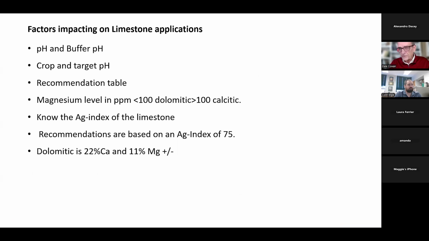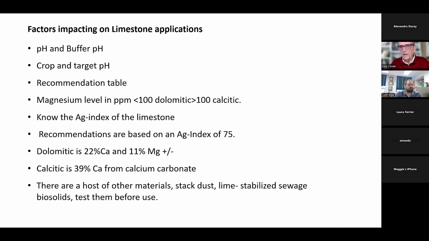And what's your choice? You look at your soil report. Where are my magnesium levels? Where are my calcium levels? That determines whether you use dolomitic or calcitic, and these are the contents in the lime. So there are lots of things to consider. Lime's not lime. You need to know the ag index. You need to know how much you need. The buffer pH is what's driving your limestone needs. That's what determines the amount of lime you need: the buffer pH on your soil report.